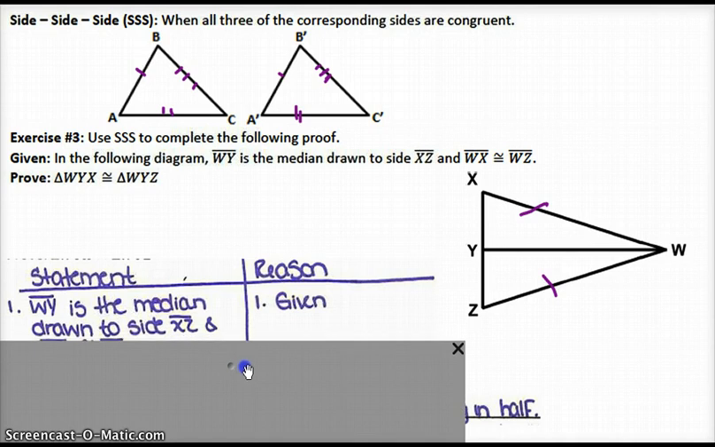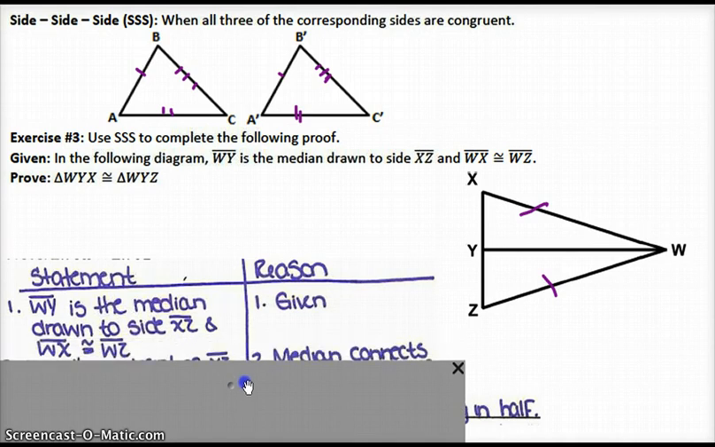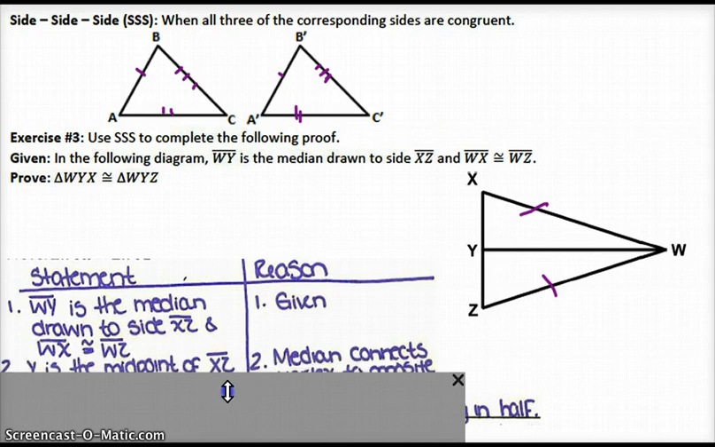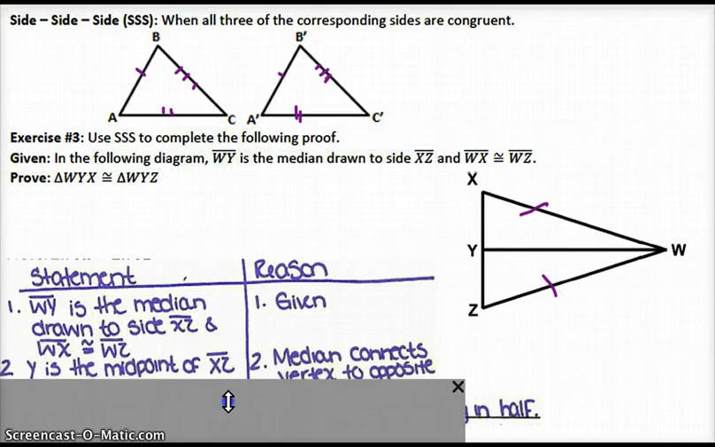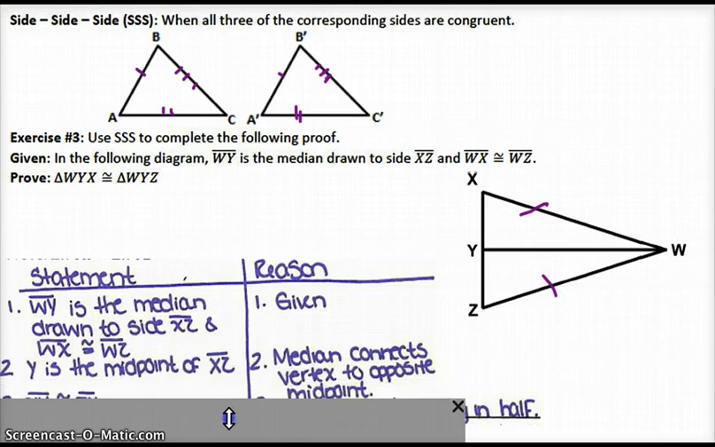So everything in the given goes into that first statement, always. So everything it says here, you write, and your reason is that it's the given. And I only have one side, so I still need two more. I can use this new vocab term to tell me what a median is.